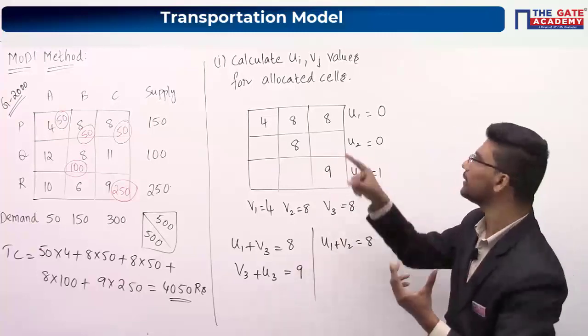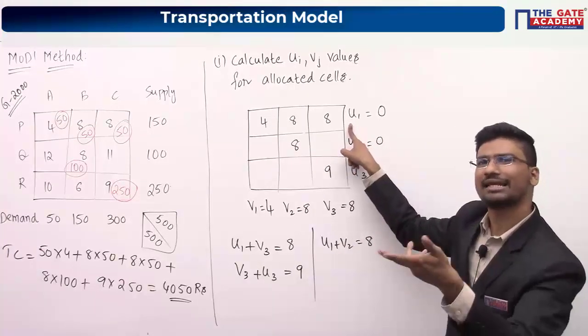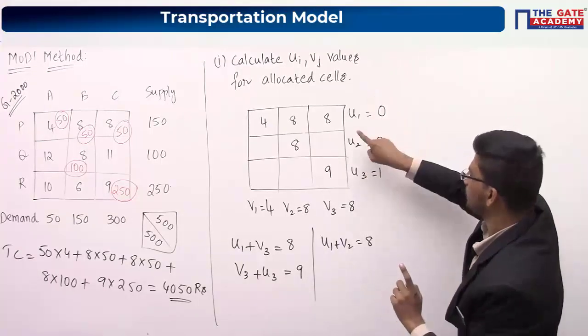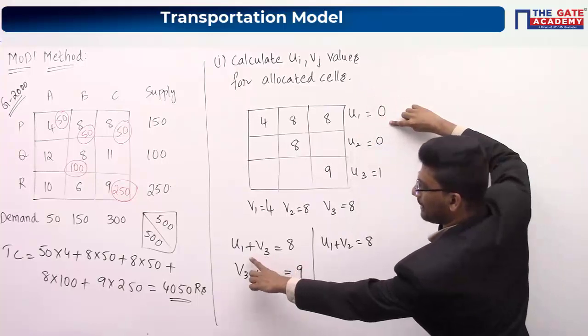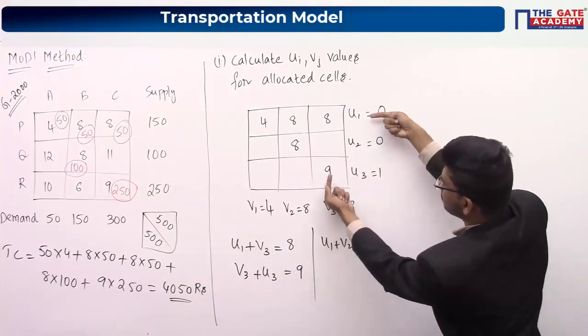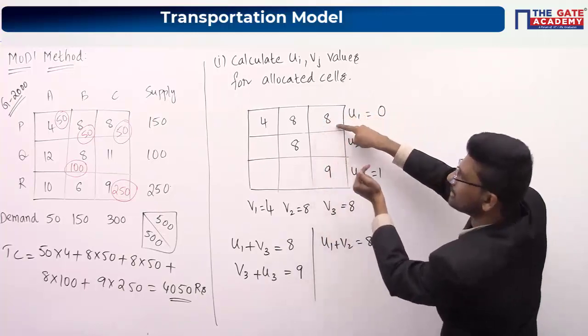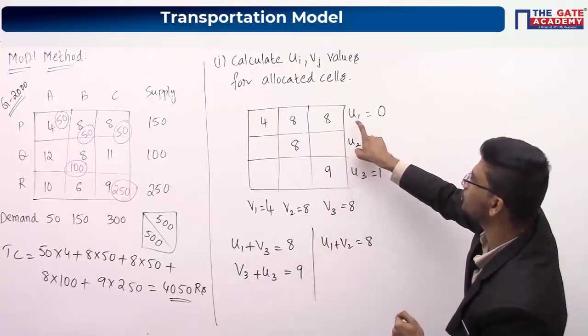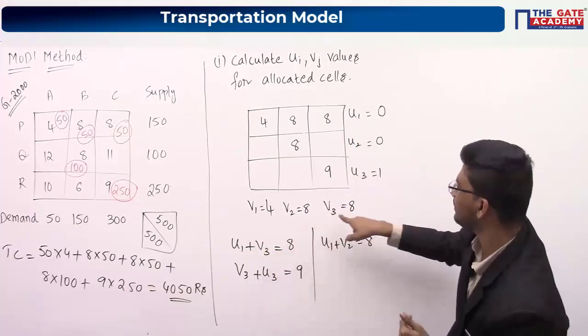Now I am just assuming u1 value as 0. You can take any other value also as 0. So now u1 plus v3 is equal to 8. U1 is this one and V3 is this one. So what is the intersection cell? This is your intersection cell. Already we have assumed U1 value as 0. That means V3 will be 8.